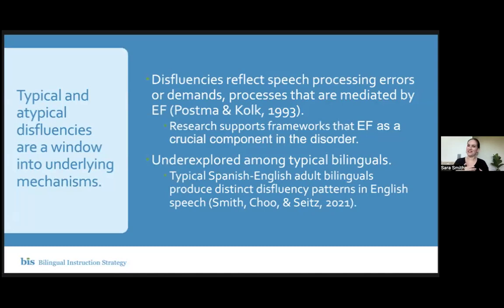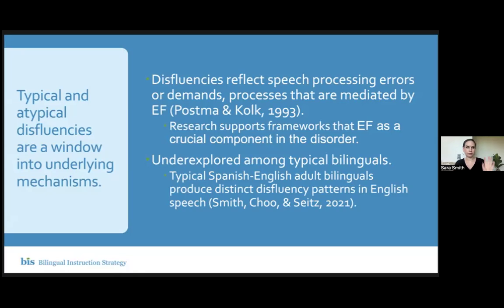I get that myself, right? The longer I talk, the more disfluencies. It can also reflect a lot of processes that are mediated by executive function. And the research generally, especially the research among monolinguals, indicates a very strong relationship between disfluencies and executive function. And this is overall extremely underexplored, in particular among bilinguals.